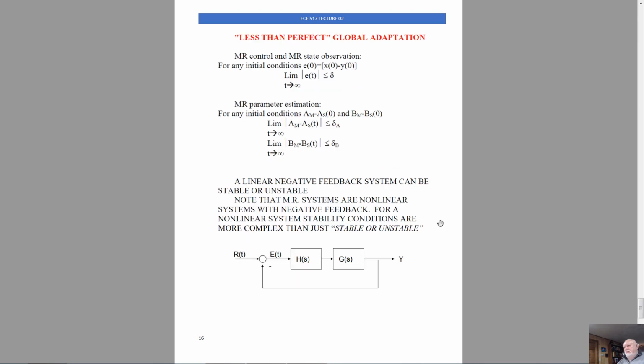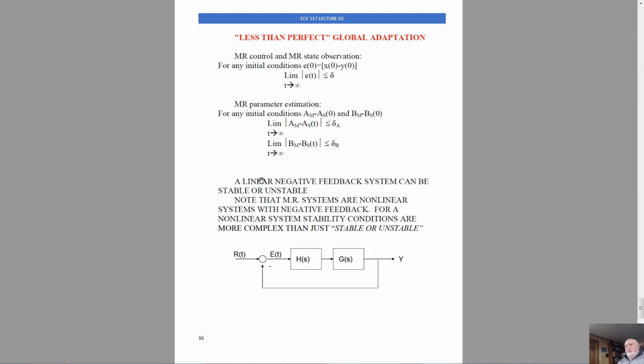And then I want to remind you something about the linear negative feedback systems, which you know from my 361 class, and you know this from my 462 class. You know very well that any linear negative feedback system could be stable or unstable, period. With linear system, it's easy.